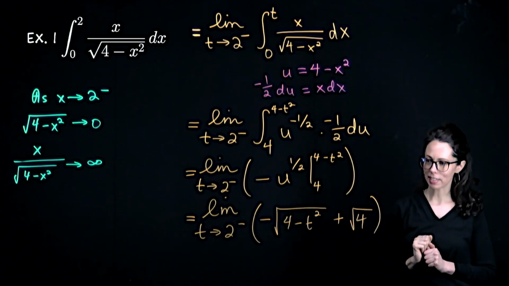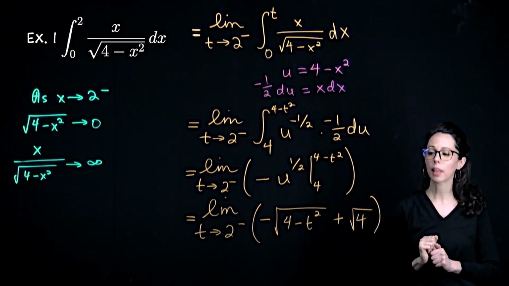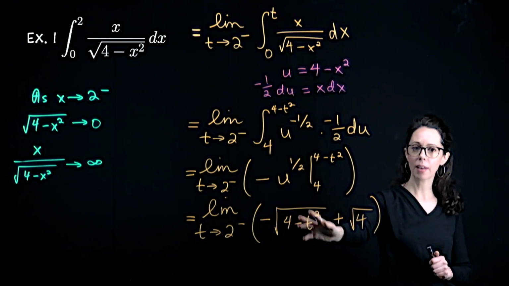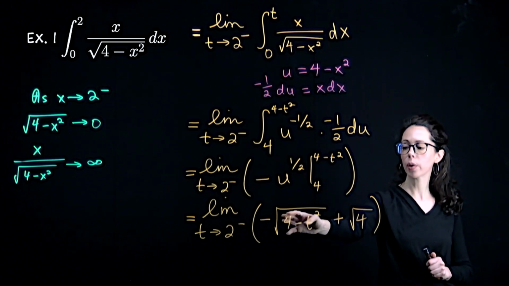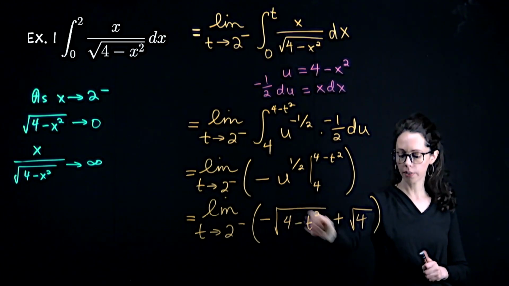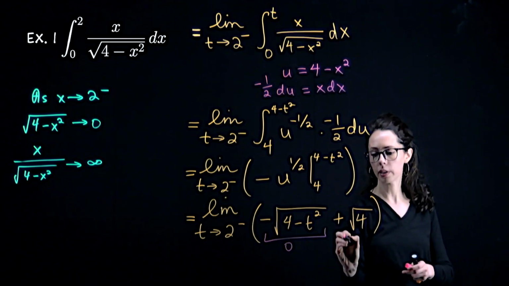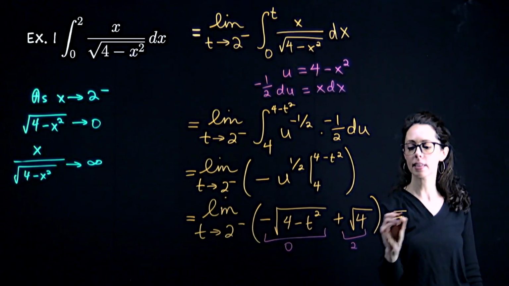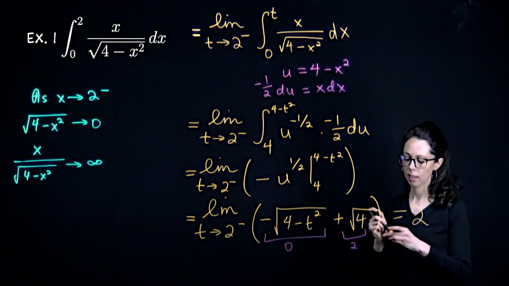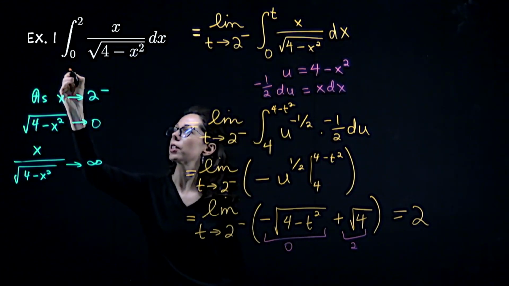Okay, let's take a look at this. When t approaches 2 from the left, as we approach 2 from the left, this square root is always defined, and it's approaching the square root of 4 minus 4. So overall, this first term is going to be 0. This one is 2. So we conclude that this limit exists and equals 2. So our original improper integral converges.